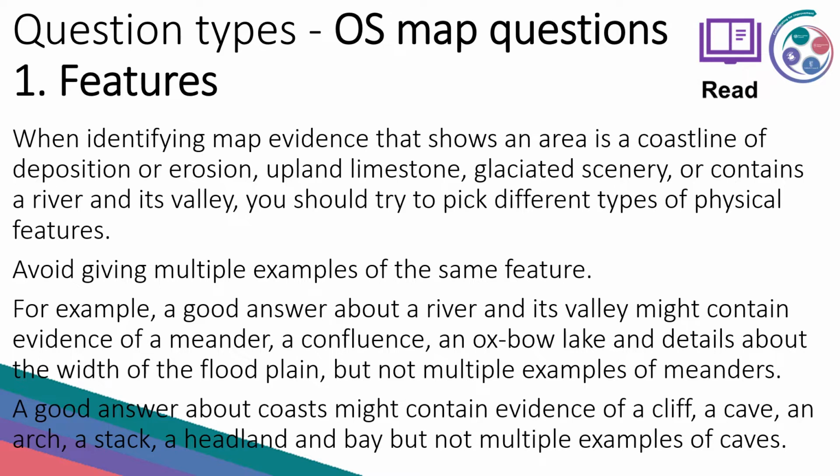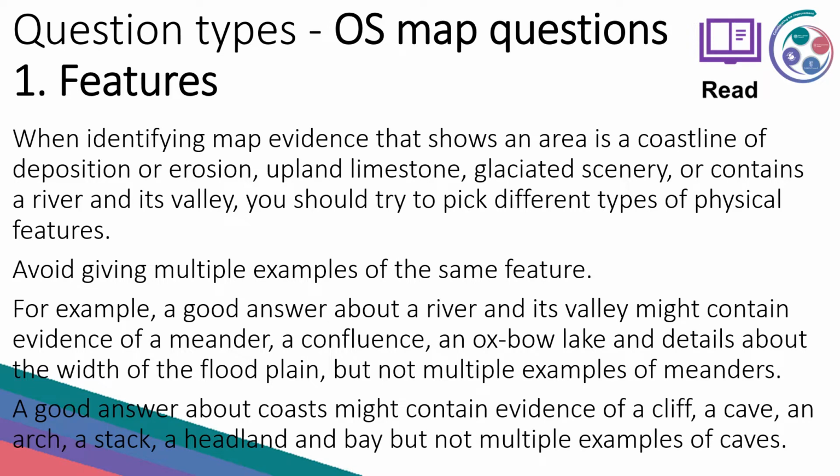And the first thing which we'll look at in any question, in any exam, will be the first question, which is always on features. You're usually asked to explain the formation of a feature from a choice which you've got. So when identifying map evidence that shows an area of the coastline or deposition or erosion, it will look at upland limestone, glacial scenery or contains river valleys, and you need to pick the features. Now of course remember, you'll either be doing glaciation and coasts, or you'll be doing rivers and limestone. So avoid giving multiple examples of the same feature they've suggested.